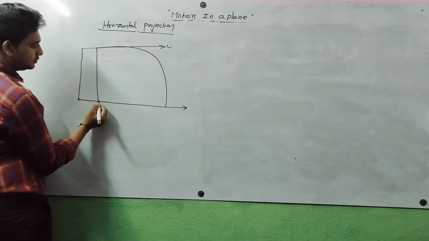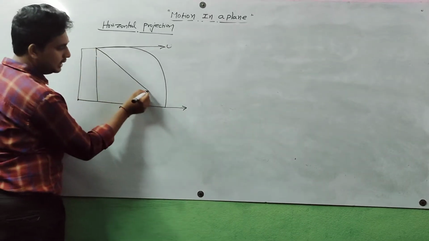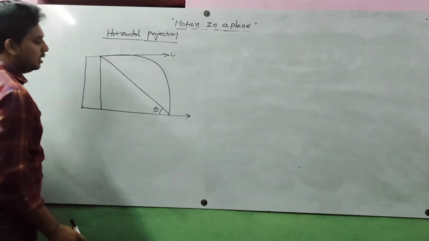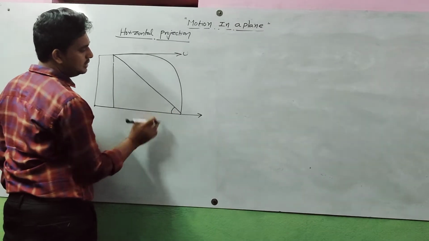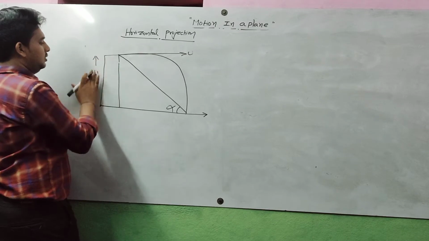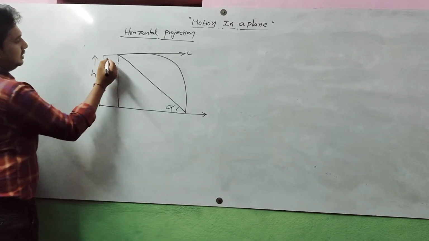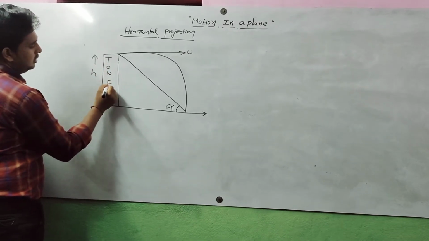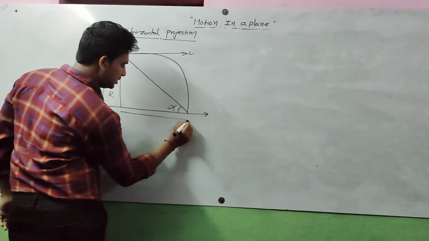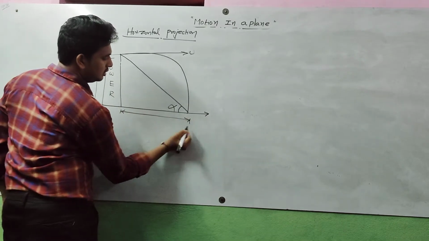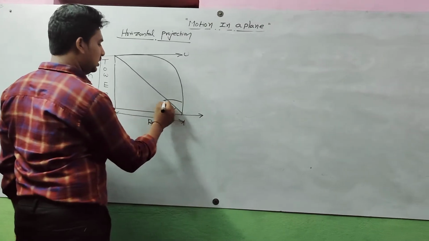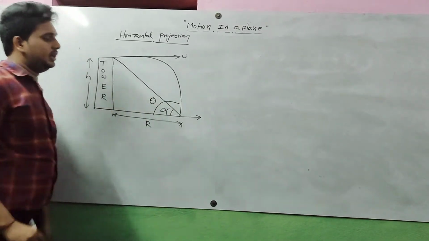So here, this is angle theta, or it may be you consider alpha. This you consider as height h. This is a tower of height h. This is a range R, and this is called here angle theta.